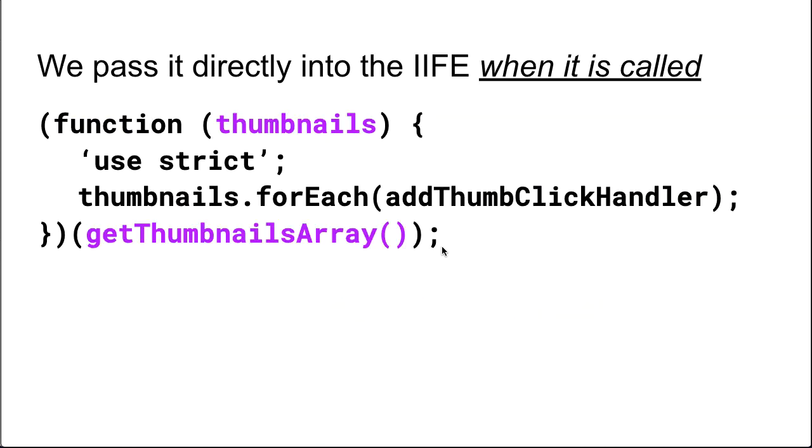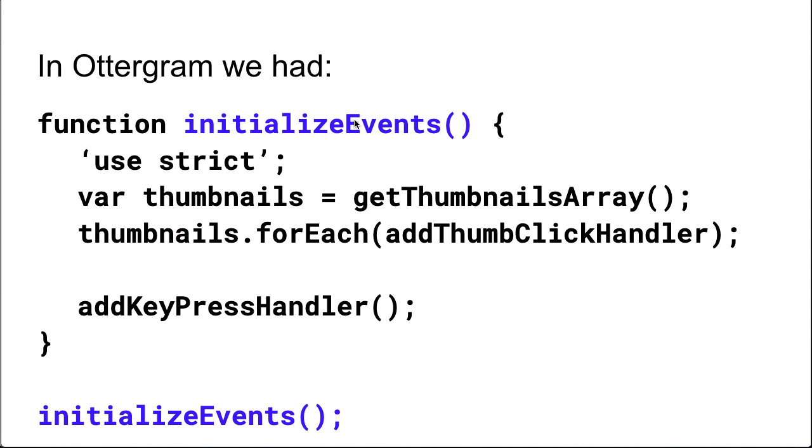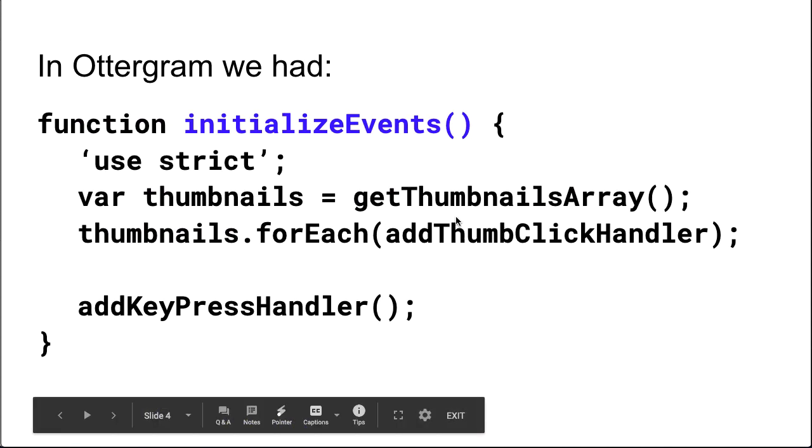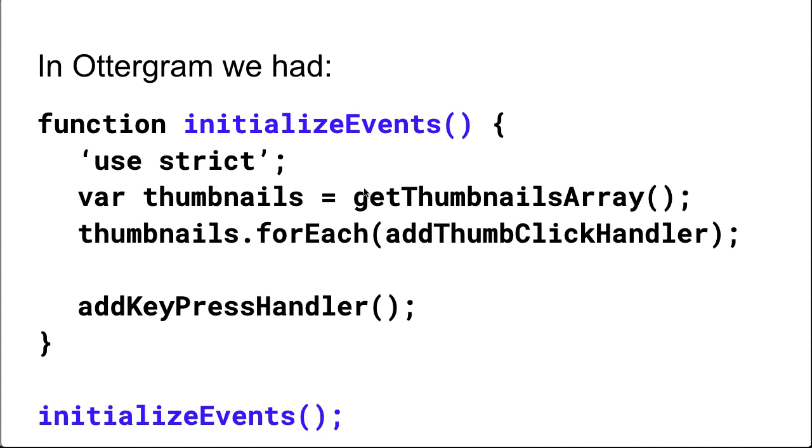We could create an IIFE that gets the thumbnails array, passes it into this thumbnails variable, and then calls forEach on it. So it's exactly the same in terms of what it does. It just does it all exactly at runtime instead of defining it first and then running it later. So in terms of the code and what it does inside, it's exactly the same. It's just a different way of thinking about how to define a function.